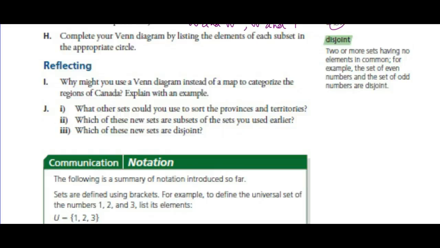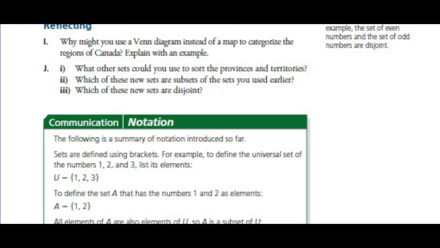Reflecting. Why might you use a Venn diagram instead of a map to categorize regions of Canada? So, you're listing them and you just categorize them, right? And so you can see the categories in which you put them. What other sets could you use? So how else could we sort provinces and territories?